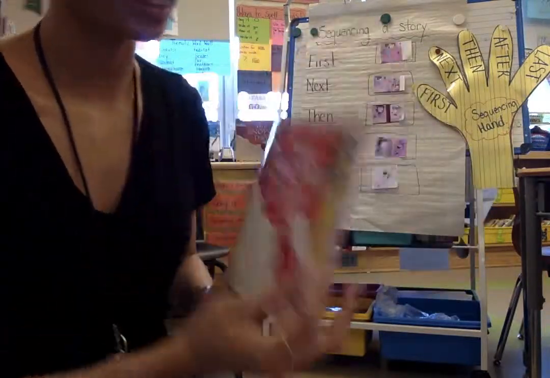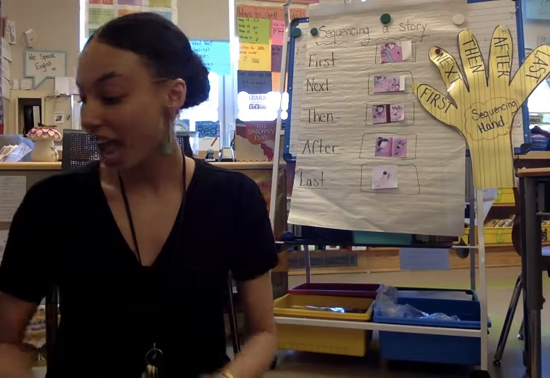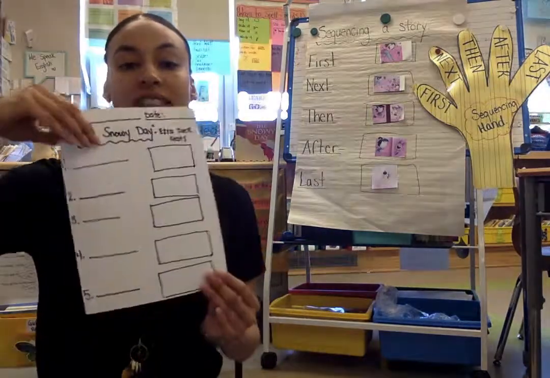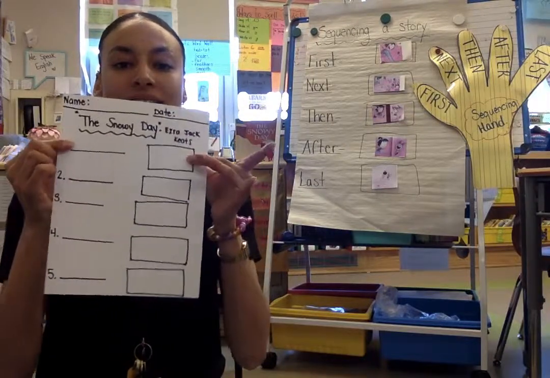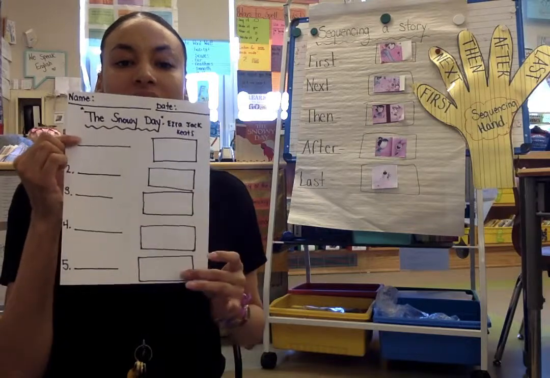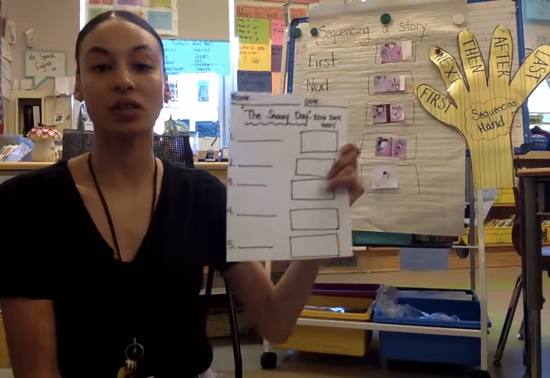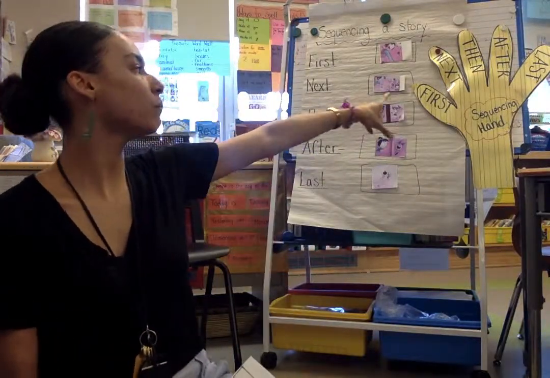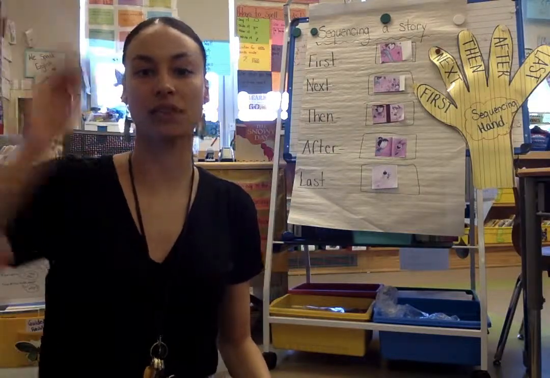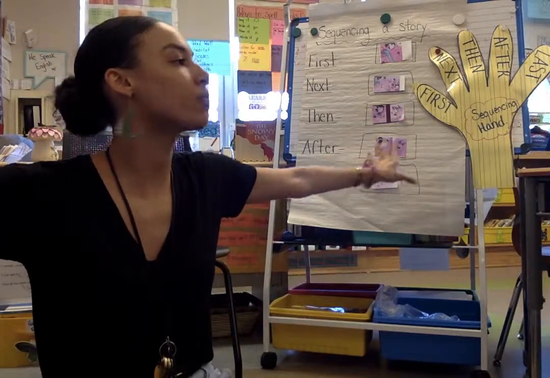The end. So at your tables, friends, you have some cutouts of some pictures of The Snowy Day, and we are going to use this template to write down our sequence words and paste in our pictures of The Snowy Day in order in which the events occurred. We are sequencing our story just like Miss Rubin did with the Recess Queen. And I will put our sequencing hand in the middle of the room so that everyone can remember each step. And all of the vocabulary words are around the room.